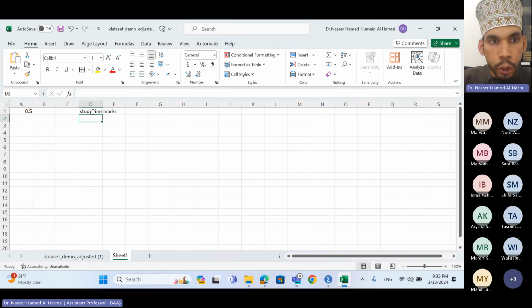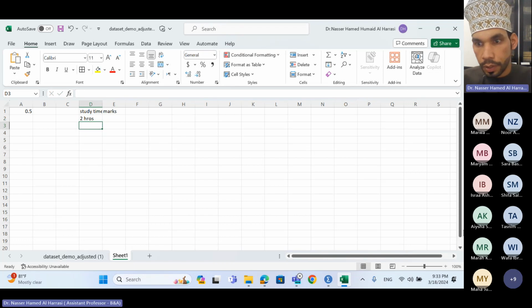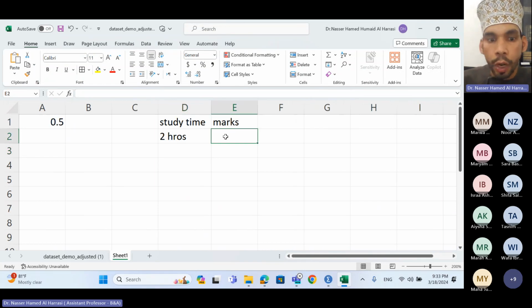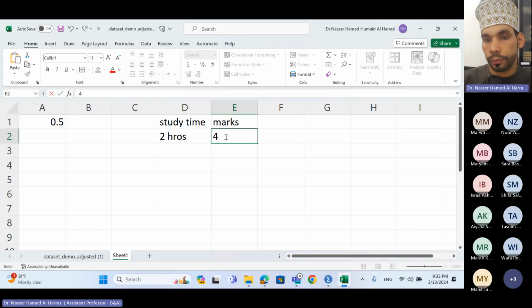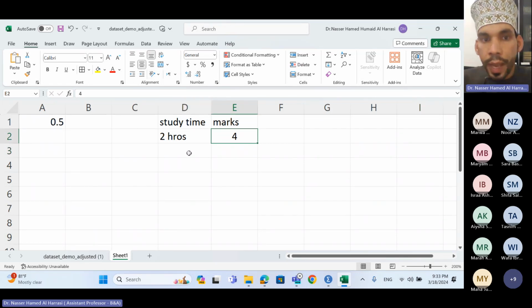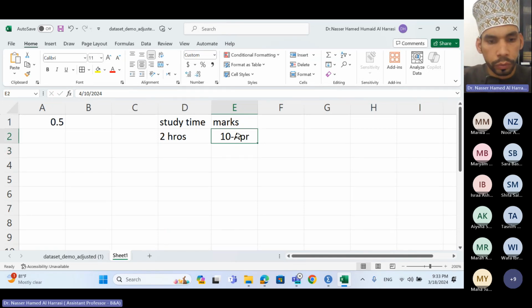Let's say I'm studying 2 hours, let me zoom in. If I am studying 2 hours, that means I will get marks of, for example, out of 10, I will get 4. In the previous study, when I'm studying 2 hours, my marks out of 10, I'm going to get, for example, 4 out of 10. Sorry, 4. Let us use 4.